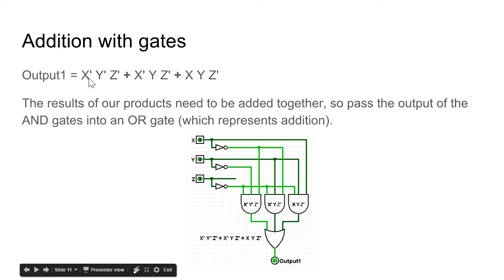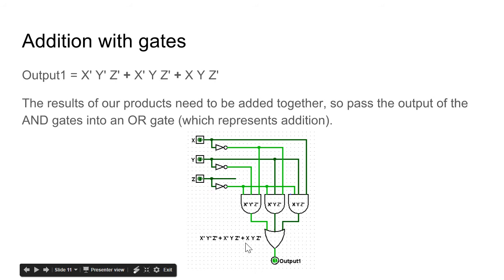So now we've got our three products here. We've got the first product by this line, the second product represented by the output of this AND gate, and our third product for this gate. And we want to add them all together. We've got three products, so we've got three inputs. And since we want to add them, we will need an OR gate. So this OR gate represents addition going on.